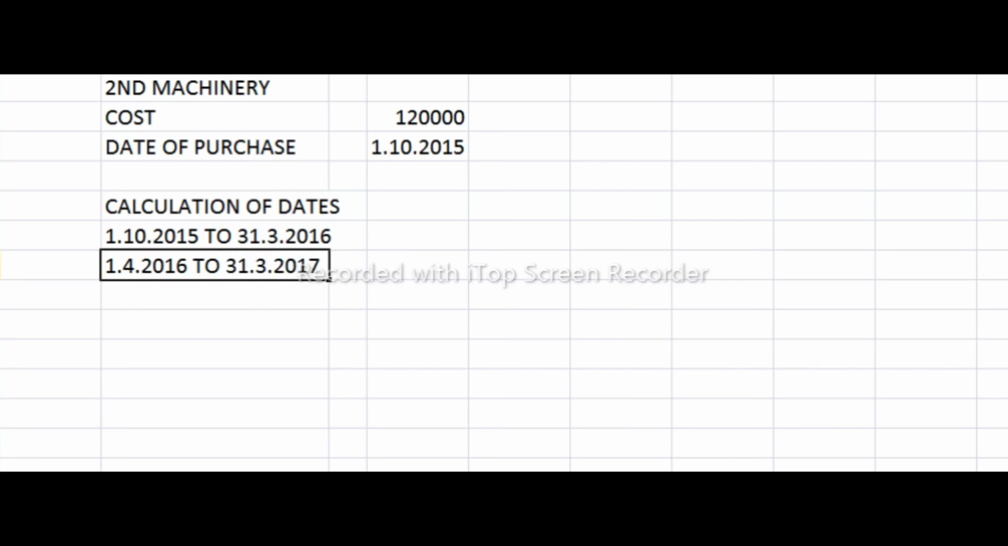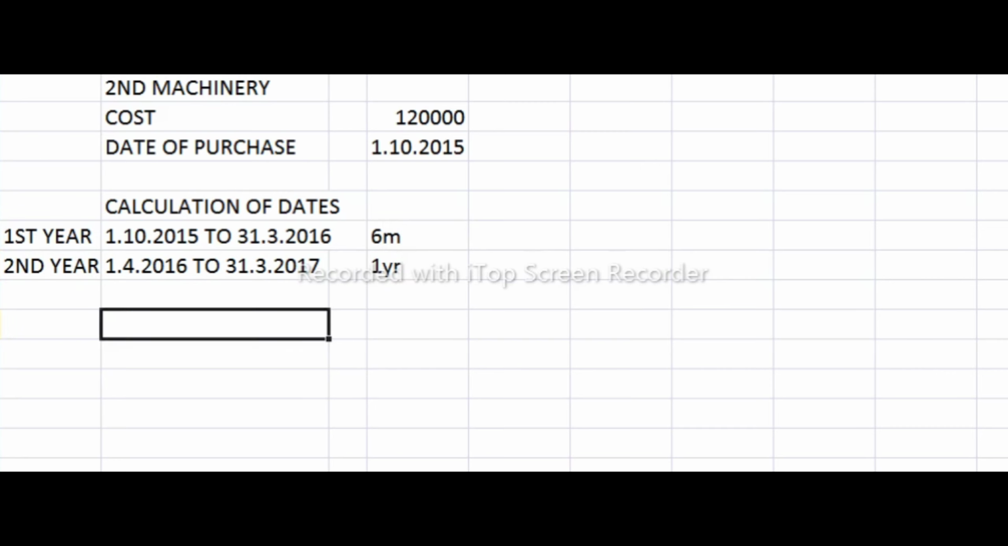The reason why we are stopping with 31/3/2017 is, in some questions they've said to give till 2017, and if you see the first machinery, we have sold it on 30/9/2016. So the accounting year closes for the first machinery on 31/3/2017. Therefore, for the second machinery also we are closing at 31/3/2017. So now we must see how many months we are going to give. So the first year depreciation, if you see, it is only for 6 months. That is starting from October to March. Next year depreciation, if you see, it is for the full year, that is April to March, therefore 12 months.